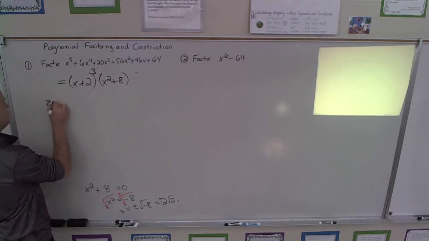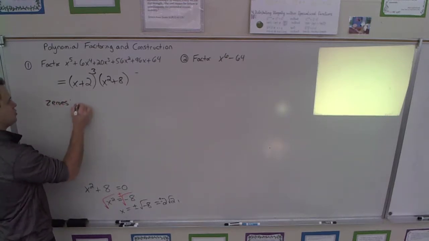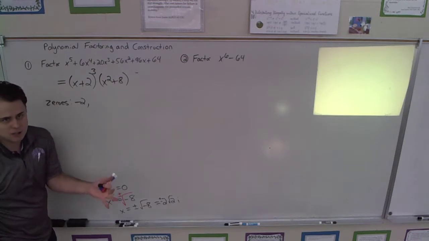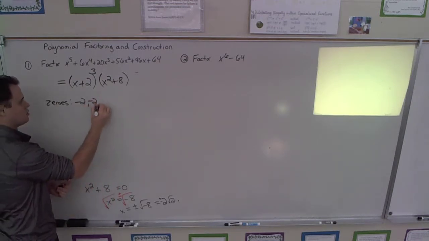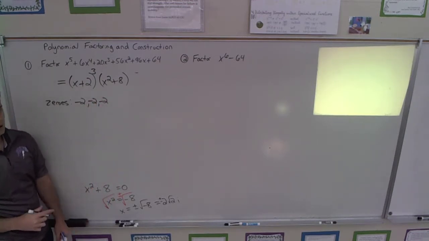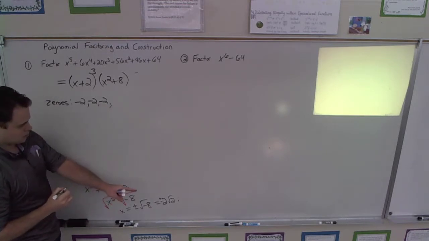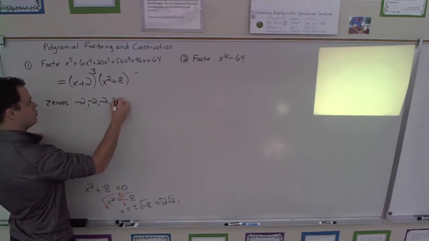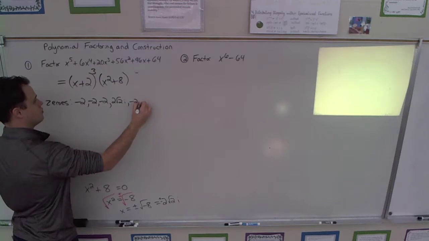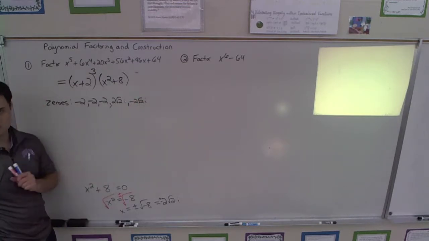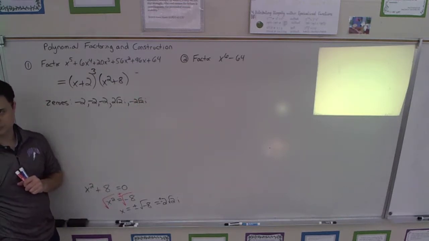And then we usually like to write our zeros as well. So our zeros were negative 2. If you want to emphasize that it happens lots of times, which I think is a good idea, write it 3 times. And then the other zeros, excuse me, are 2 root 2i and negative 2 root 2i. 5 zeros. There you go.